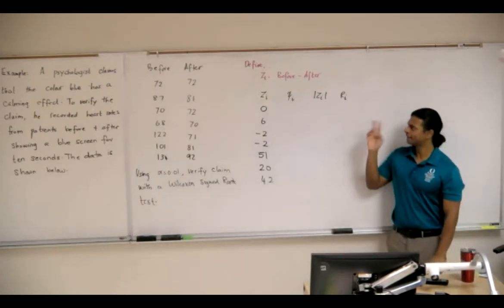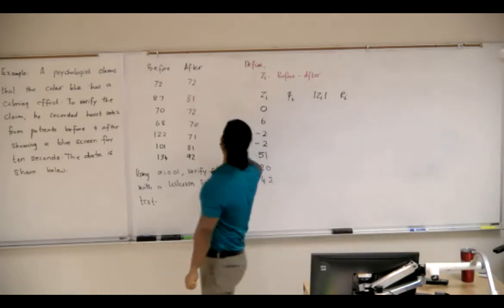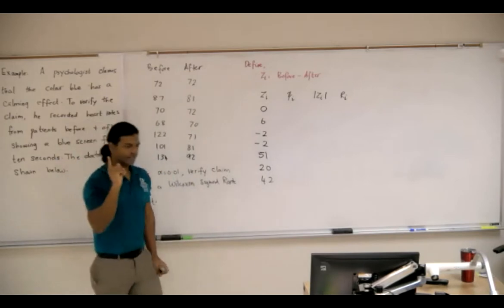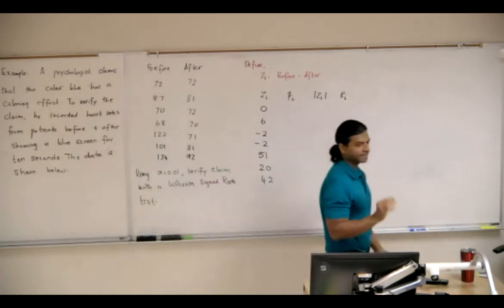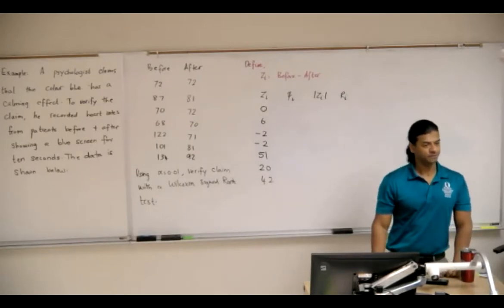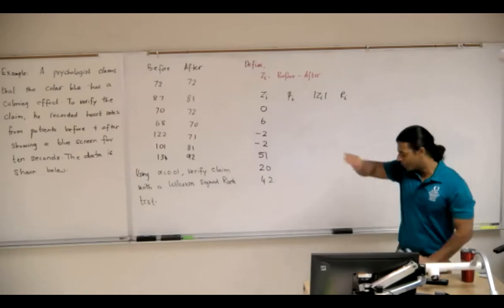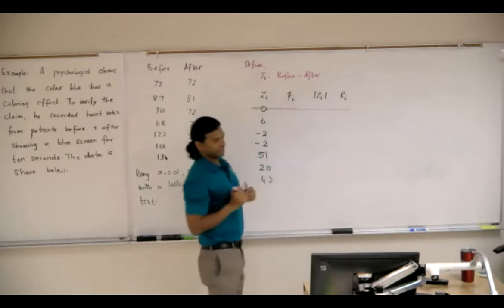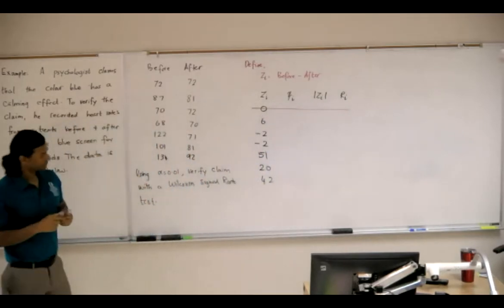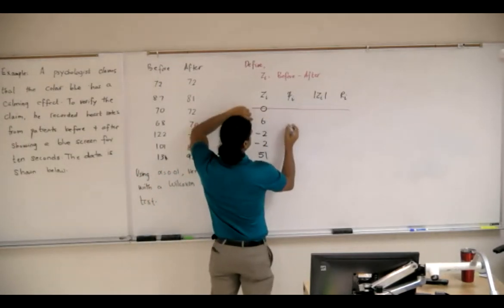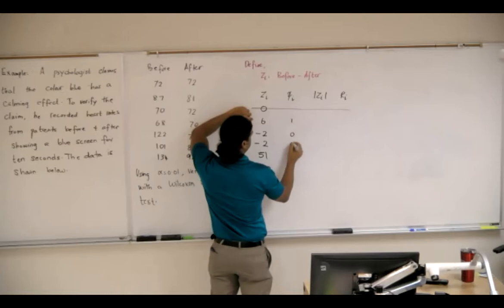We have identical before and after, which makes that magnitude 0. What did I say when I went over Wilcoxon signed rank? Anytime you encounter a difference of 0, what do we do? We can remove it. We have to remove it. So we're not going to look at that. So the sign, this is 1, 0, 0, 1, 1, 1.